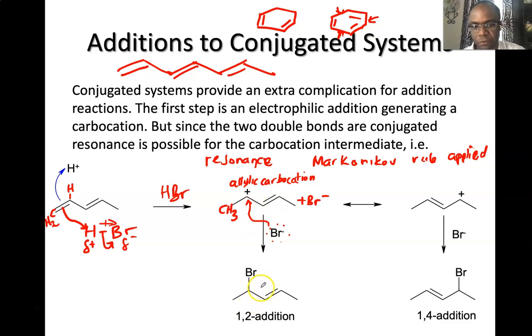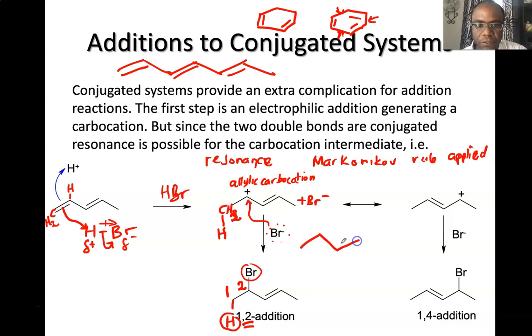Now this is called 1,2 addition. Why? Because the CH2 accepted the hydrogen, and now we are showing the Br at this point. So if I just show what was added from HBr, you see a hydrogen is added on the first carbon, and the halogen ended up on the second carbon, so it's 1,2 addition.